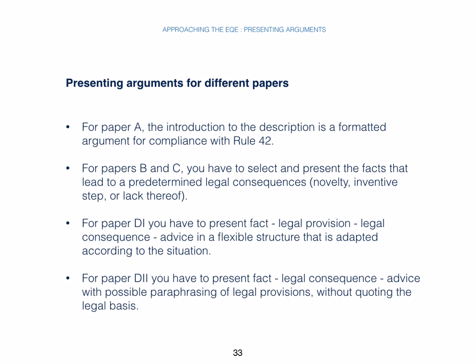For paper D1, you have to present fact, legal provision, legal consequence advice in a flexible structure that is adapted according to the situation and to your own personal approach. For paper D2, you have to present fact, legal consequence advice with possible paraphrasing of legal provisions, but without quoting the legal basis. Overall, in the EQE, there is high credit for arguments that bring in all of the relevant facts.